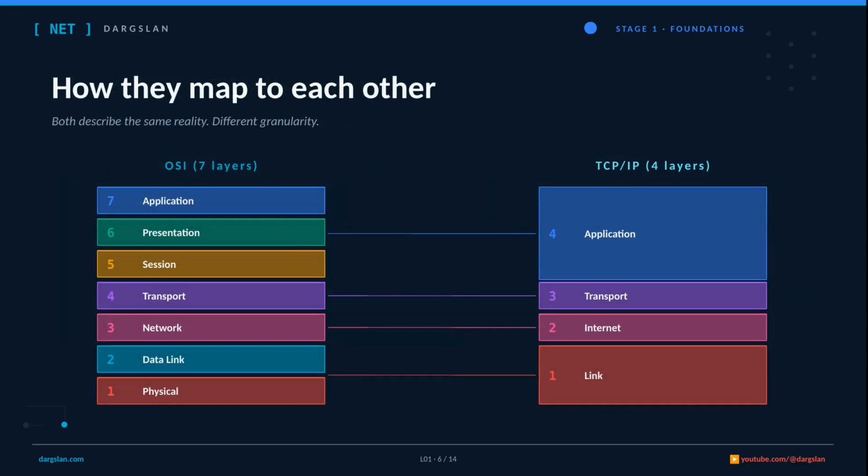So if we line them up side by side, the mapping becomes clear. OSI's top 3, application, presentation, and session, all fold into TCP/IP's single application layer. Transport stays as transport, network becomes internet, and the bottom 2, data link and physical, get bundled into the link layer. Same reality underneath, just described at a different level of granularity depending on how much detail you actually need.